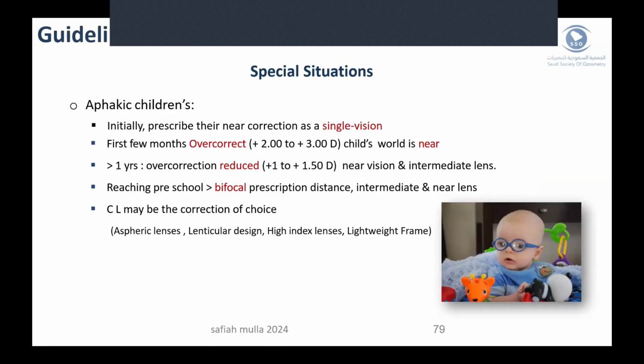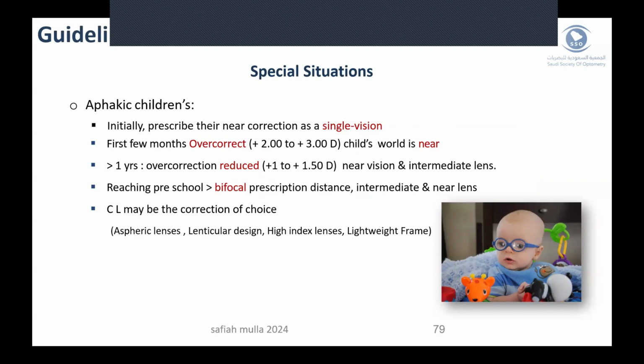So initially you prescribe their near correction as a single vision. You give them a full near add, because their life is going to be near around them, so they don't concern about the distance. So you give them a full single vision, and in the first few months you overcorrect them by 2 to 3 diopters so that they can see near very clearly.